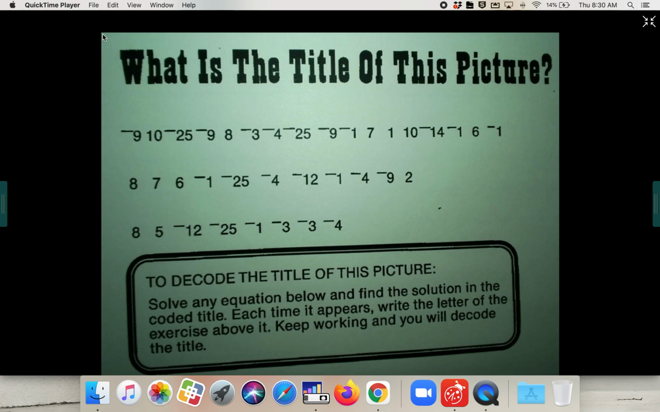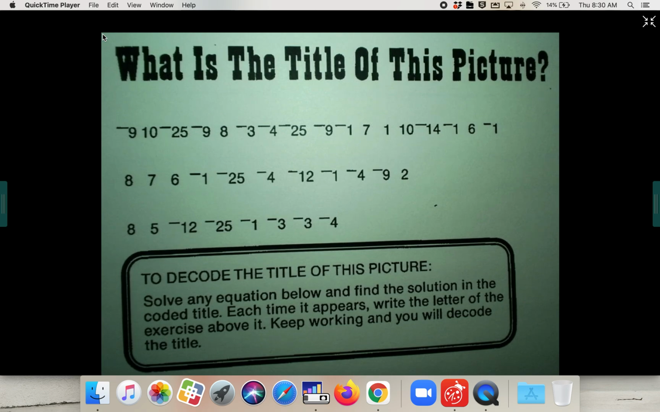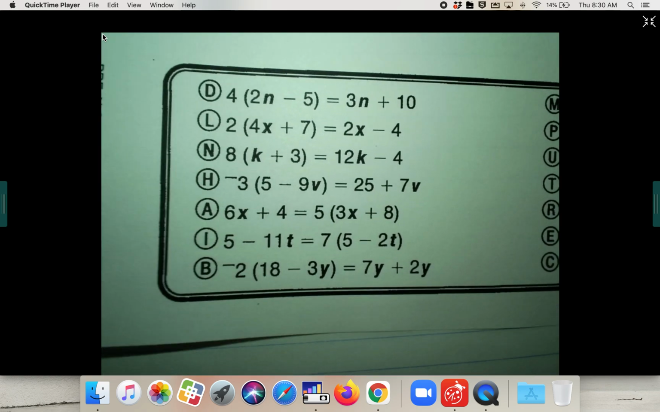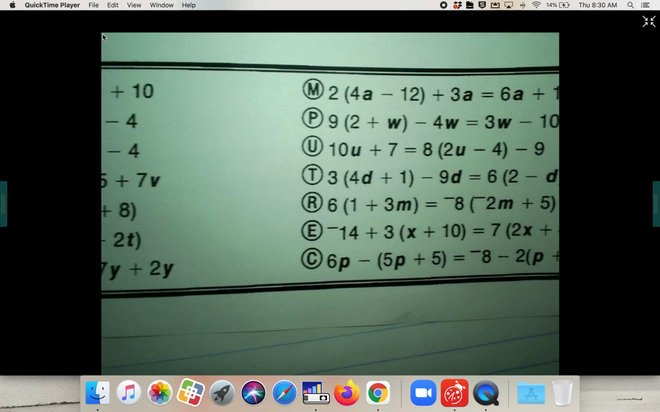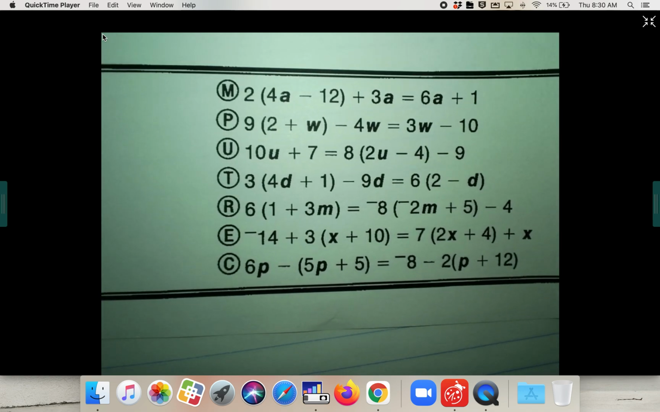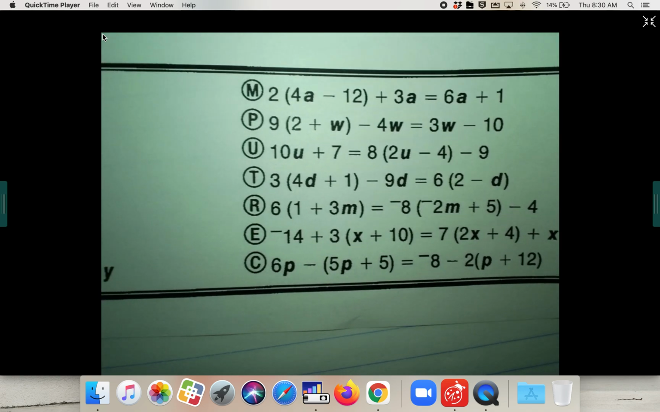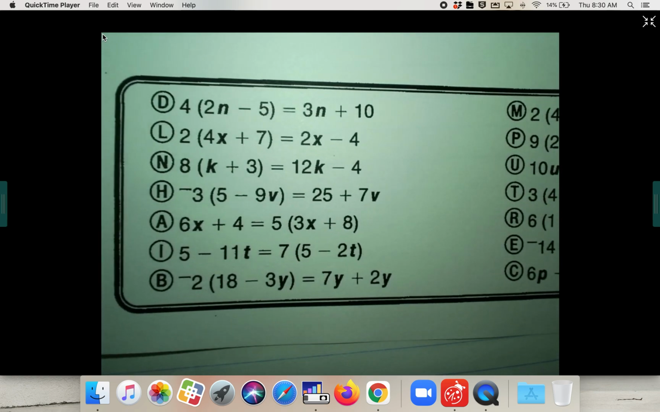I'm recording my first hour A-Day group. So what is the title of this picture? And I'm going to let my A-Day students choose which of these 14 equations to do. And the equations have variables on both sides, which we've been learning lately. So hopefully this won't be too difficult.